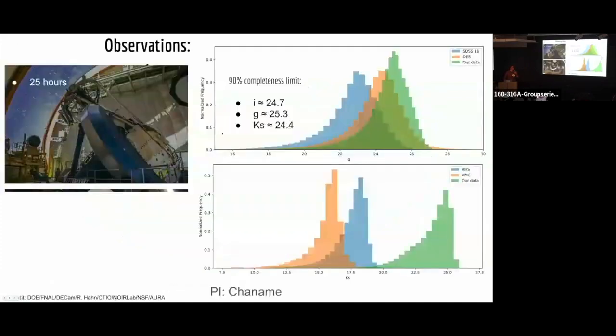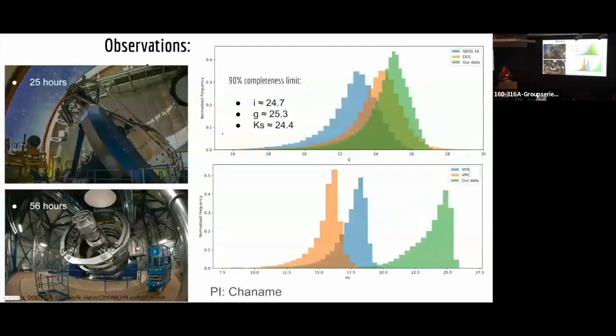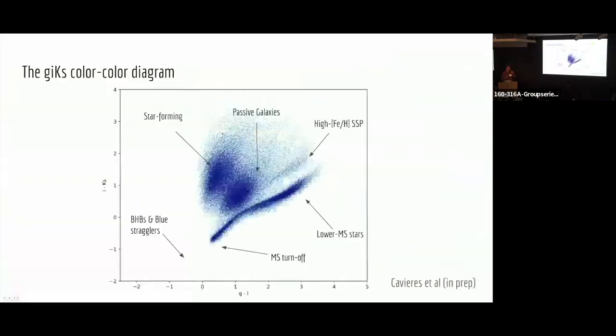We observed them with the Dark Energy Camera, for which we took 25 hours to go very deep. And in the K short band, we also observed using the VISTA telescope with the VIRCAM instrument. The reason why we chose this specific set of bands is because we wanted to use what I refer to as the g-i-Ks color-color diagram. This is a diagram that people who work in extragalactic are very used to working with, because you can easily select, for example, star forming or passive galaxies in it.